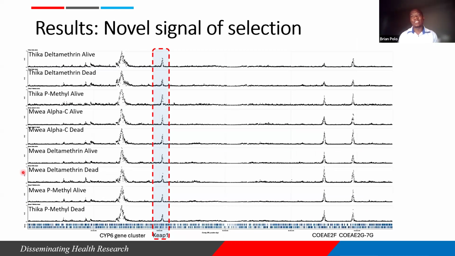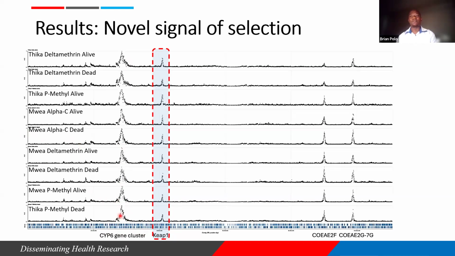We investigated the presence of novel candidate genes conferring resistance, using genome-wide selection scan and H12 heterozygosity statistics. As expected, signals of selection were observed in known resistance loci. As you can see, that is the CYP6 gene. We did have signals of selection.